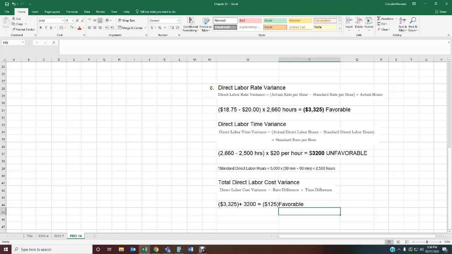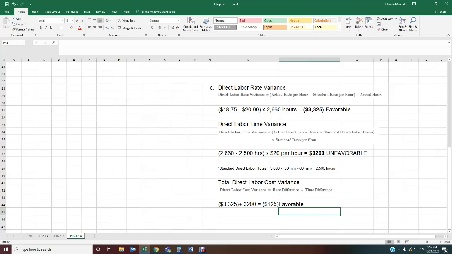The net effect of my labor ended up being, for my labor rate, 3,325 favorable, meaning we paid less to our employees than what we had anticipated. And then my time variance, this is how much actual time was invested into manufacturing the product. We anticipated spending 2,500 hours. We actually spent 2,660. So that caused an unfavorable variance of 3,200. So the total direct labor cost variance is the difference between the two, which is a 125 favorable variance. Okay.